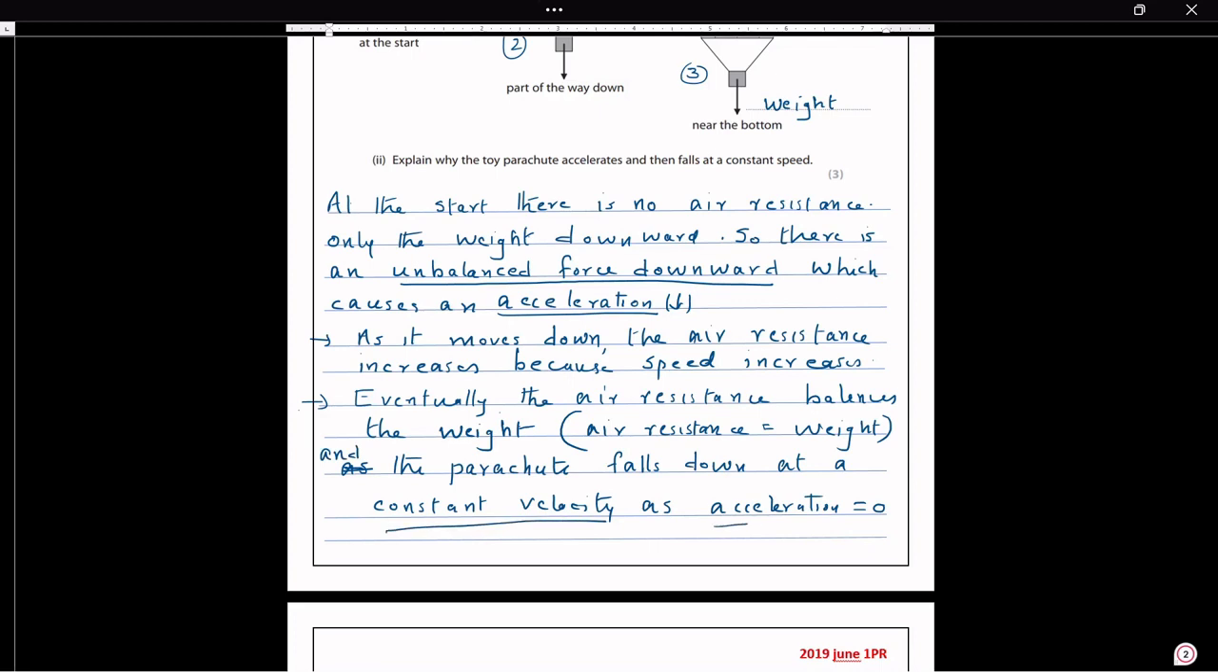Why? Because the acceleration is zero. Because these two forces become balanced and the acceleration reduces to zero, so it is falling down at a constant velocity.